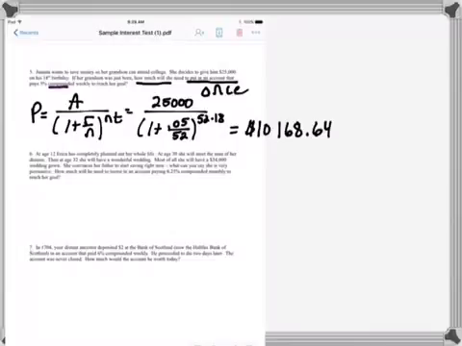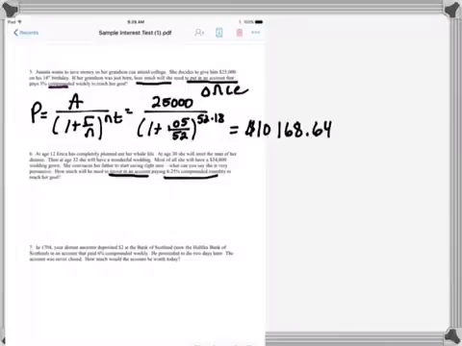Now as we continue on here, number 6 says at age 12, Erica has completely planned out her whole life. At age 30, she wants to meet the man of her dreams. She wants to get married. The important thing is she wants a $34,000 dress. She convinces her father now to start saving right now. So how much will he need to invest in an account that pays 6.25% compounded monthly?